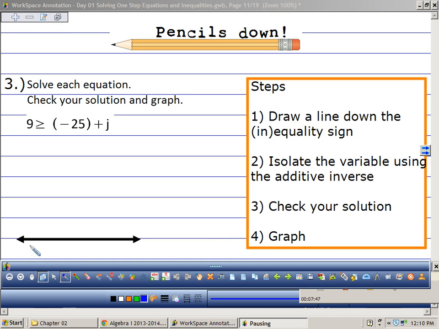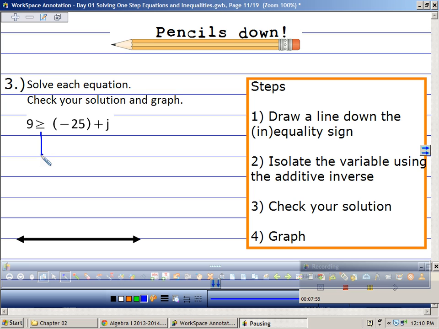All right, last one. Solve each equation, check your solution, and graph. All right, so my first step up there was to draw my line. My second step is to isolate my variable. So I'm going to isolate my j. J has negative 25 added to it. If I want to isolate j, I'm going to take the additive inverse of negative 25. And I'm going to add 25 to both sides.